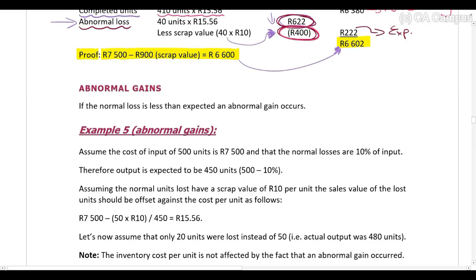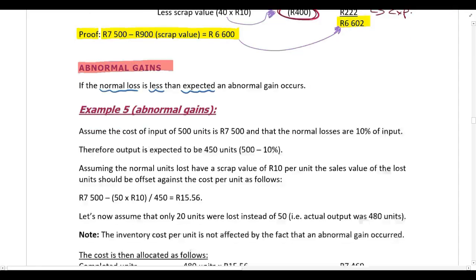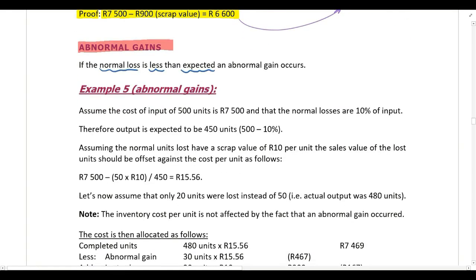Then lastly, we just need to look at abnormal gains. So first, you just need to understand what a gain is. It doesn't mean that I put 500 units into the production process and I get 550 units out. That's not possible. All an abnormal gain means is that the normal loss was less than what we expected it to be. Okay, so let's look at the example so I can show you how we deal with abnormal gains. So let's assume a gain.